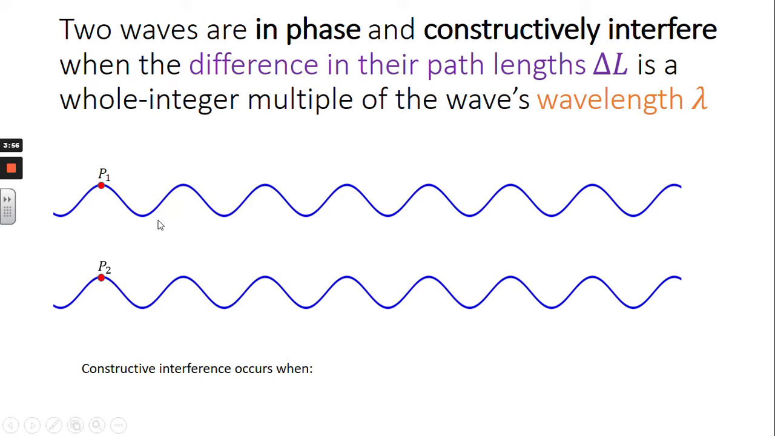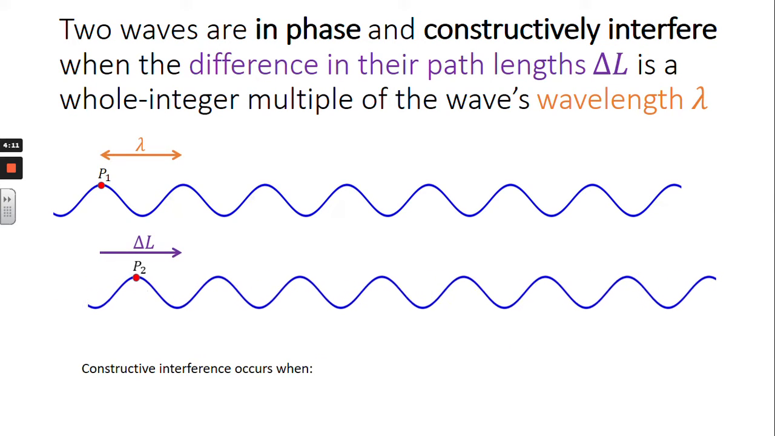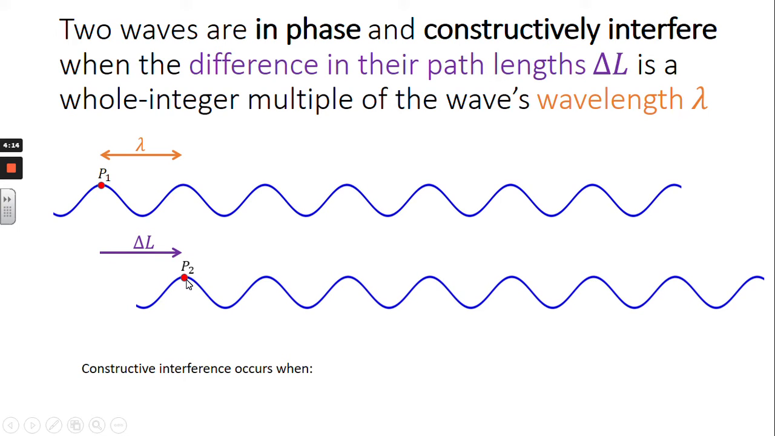We've got two waves here in blue, and we're going to add them together. We're going to focus on point 1 here and point 2 on the second wave below. Right now, these waves are going to add together and constructively interfere. If I shift wave 2 over by one wavelength of the wave, these waves are still in phase, and so they're still going to add. So we get this constructive interference because the amount that I slid point 2 over, the delta length, is equal to one wavelength of wave 1.